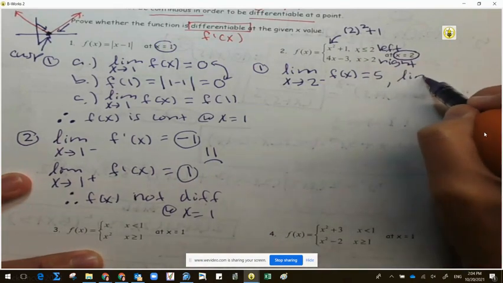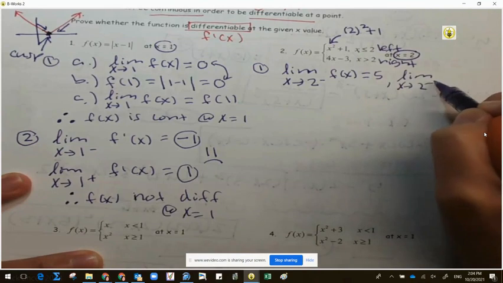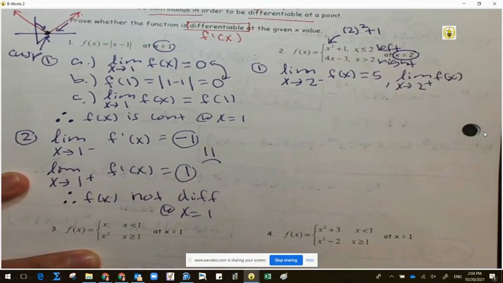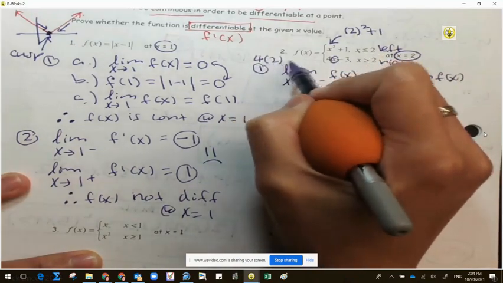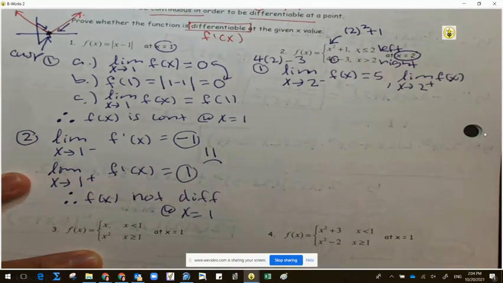Now let's also look at it from the right side. 2 from the right of the function. So if I plug in the 2 into this one right here, 4 times 2 minus 3, what number does that get me to?